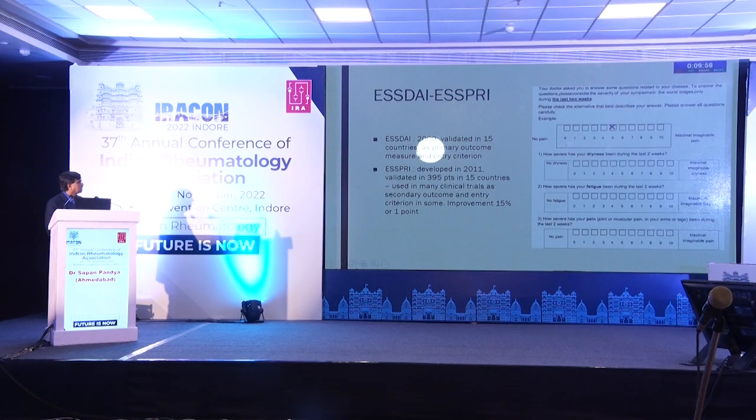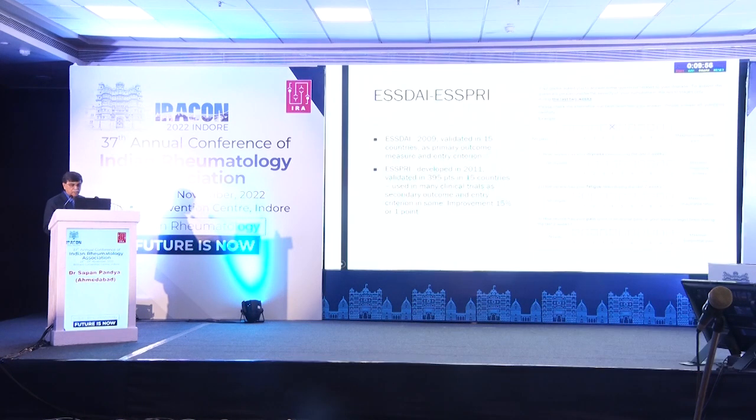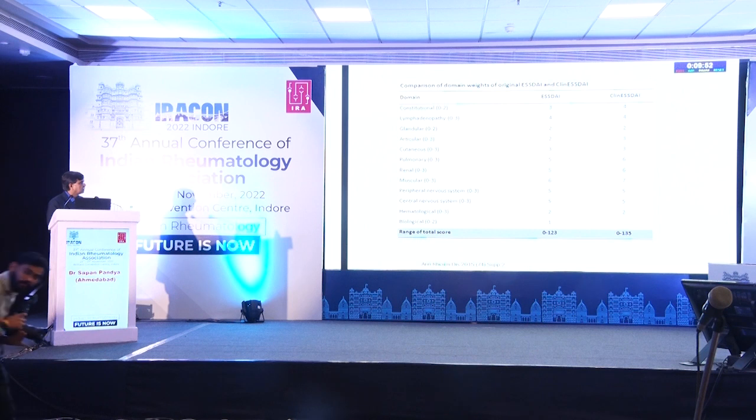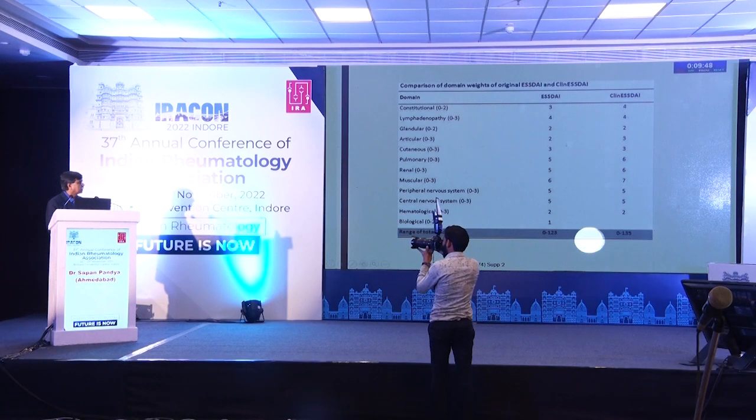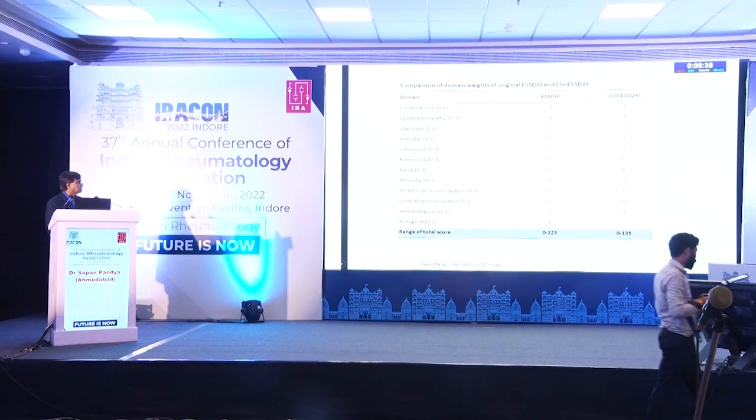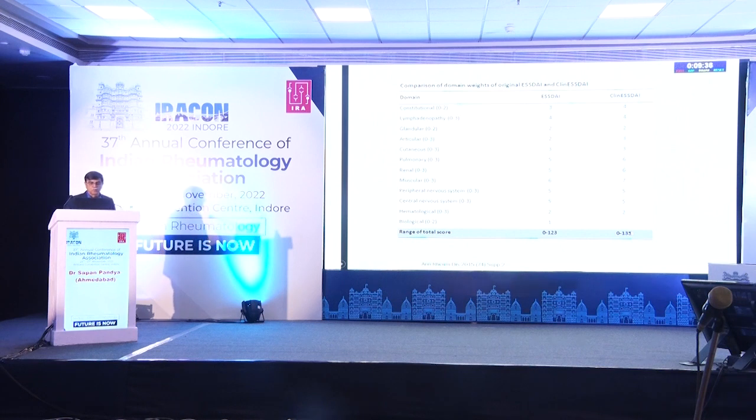Whereas the ESSDI came around in 2009, and I think the next slide is on. This is the ESSDI. What is the clinical? The difference between these two was the biological domain. In the clinical index, they removed that and gave more weightage to the muscular part, added 1 there, so the total became 0 to 135 maximum. Here it is 123.